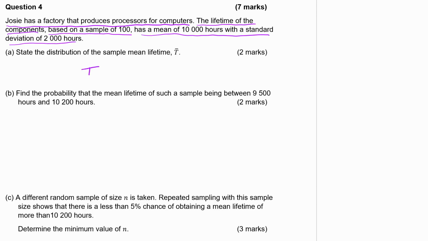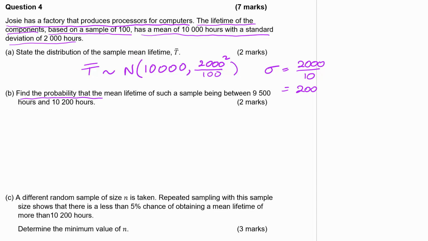So, we want to state the distribution of the sample mean life, T bar. So that is going to be a normal with a mean of 10,000. The variance would be 2,000 squared. We're doing a sample of 100, so we need to divide by the n there. So it's going to be that. And that means that the standard deviation is, of course, 2,000 over 10, which is 200.